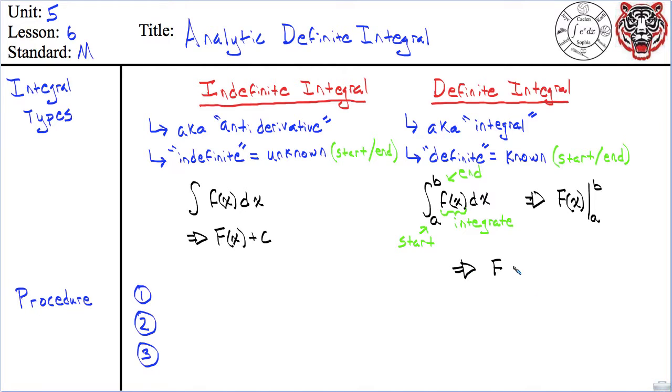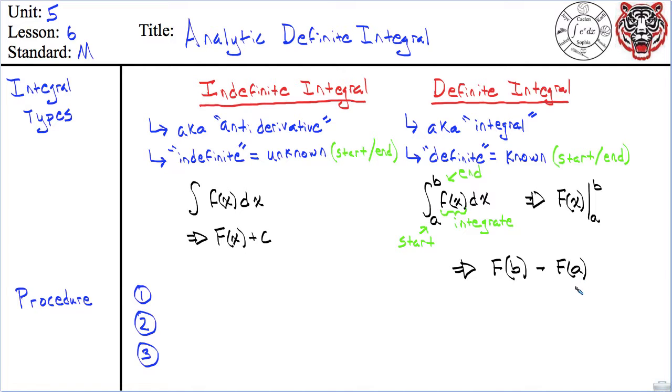f of b. We put b into x, so we evaluate for whatever that number is. It'll turn into like pi or some number like 3. And then you're going to subtract when you sub in f of a. So you plug lowercase a into your function, you'll get some number out, and then you do the end minus the start. F of b minus f of a. It's not the start minus end, it's end minus start.